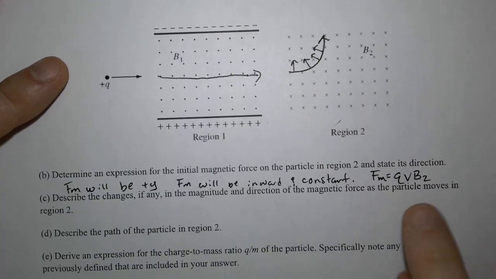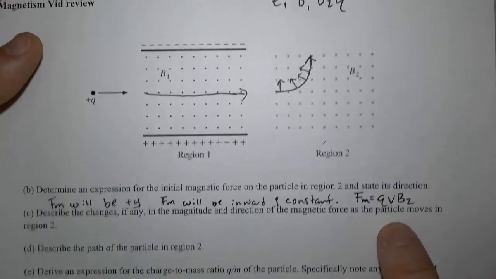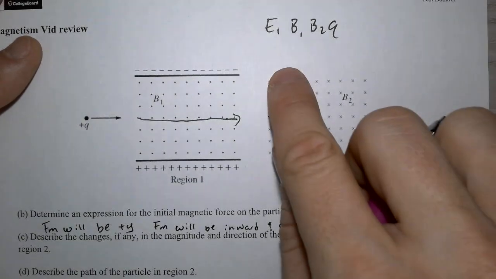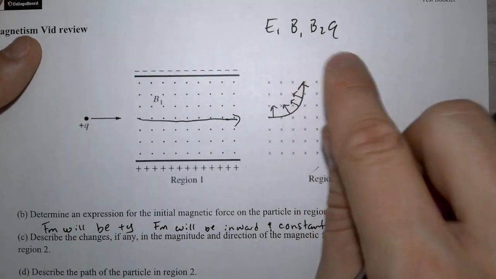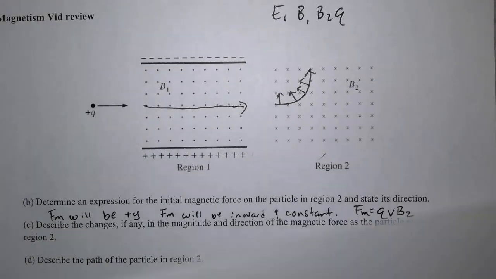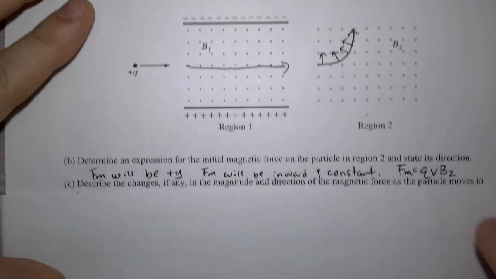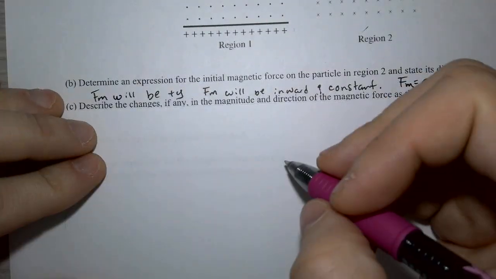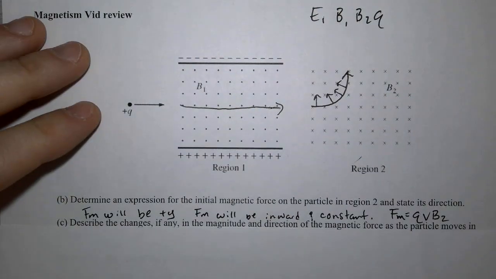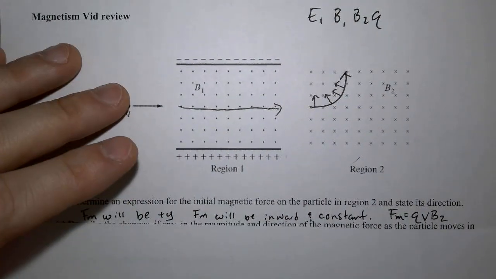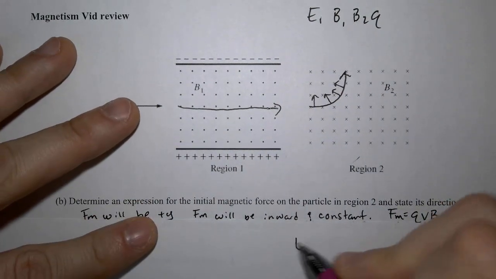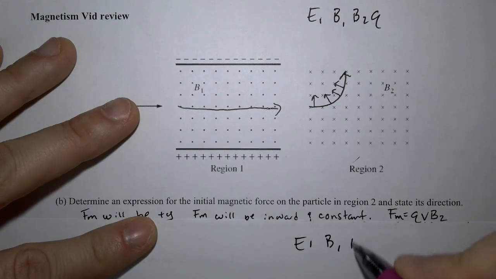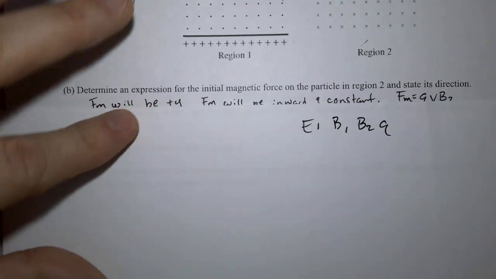And an expression, well, force magnetic is equal to QVB2. Are we allowed V, though? No. So that's the annoying part. We're allowed E1, B2, B1, and Q. We're not allowed V. So let's see if we can figure out an expression for V. Well, we're allowed E. So let's see. I'm going to try and figure out a way. I'm just going to write E1, B1, B2, and Q here. That way we have room.